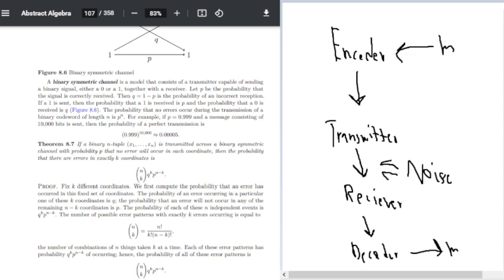The probability that no errors occur during transmission of a binary code word of length n is p to the n. For example, if p equals 0.999, and a message consisting of 10,000 bits is sent, then the probability of a perfect transmission is 0.999 to the 10,000, which is, I'm not even going to try to find out what that is. It's a very small number, but it's all you really need to know.